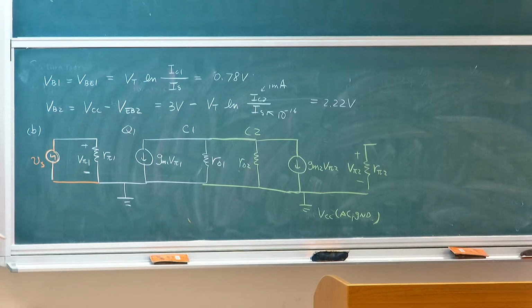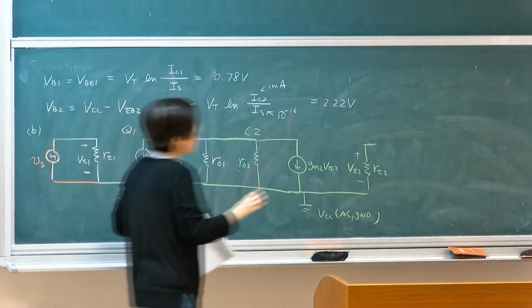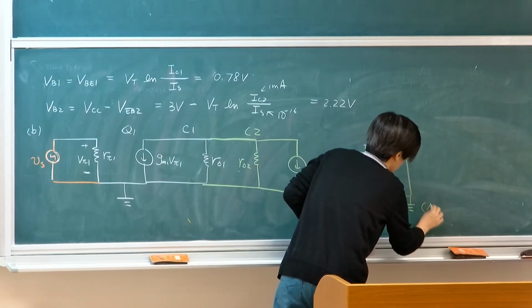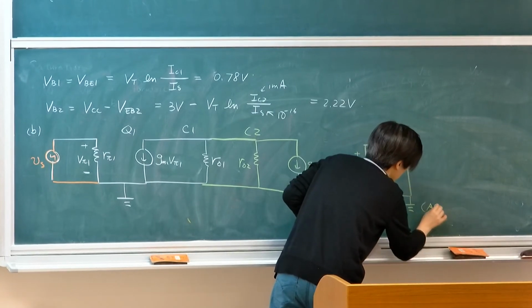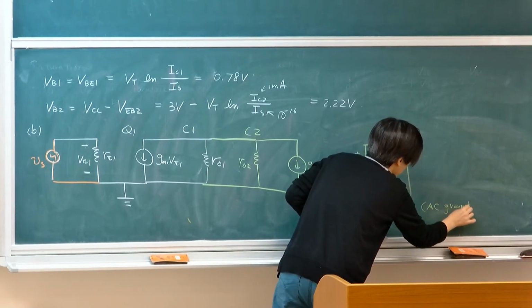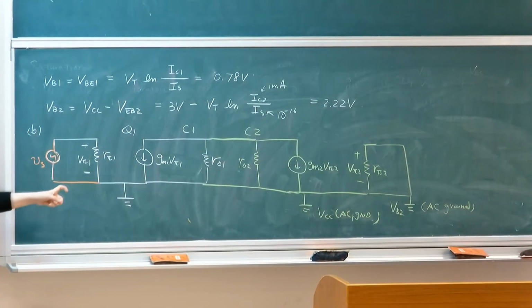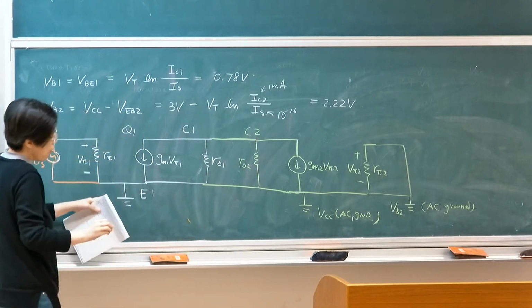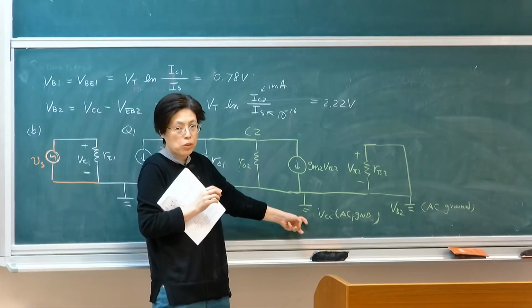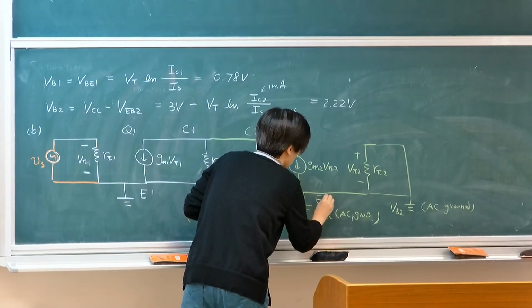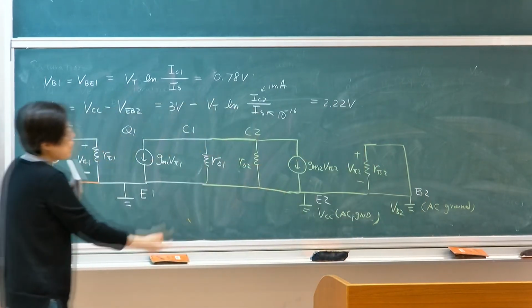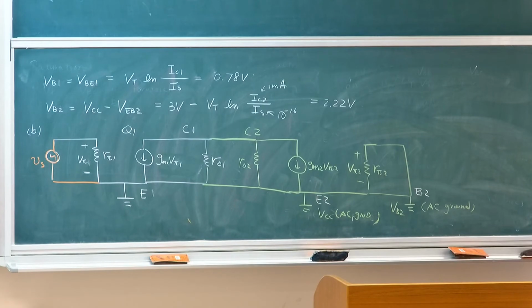VB2 is AC ground. It's also ground, so this is connected to ground. This is VB2, which is also AC ground. So you're grounding all three DC components: the real ground, which is emitter 1, and the AC ground of emitter 2. And this is base 2, and all of them are grounded. Okay? So this is my equivalent circuit.